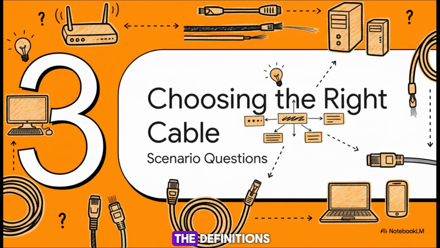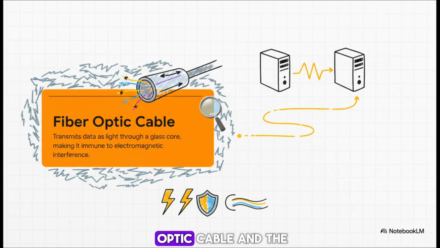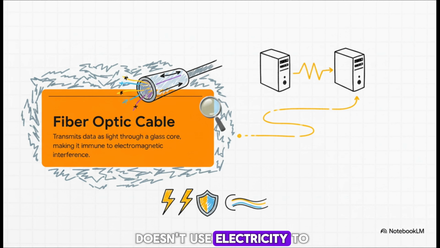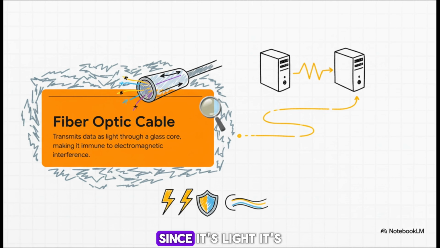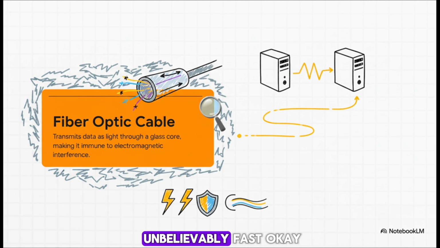It's one thing to know the definitions, but your exam is going to test if you can actually apply that knowledge. So let's look at some common scenarios. So imagine you get a question like this. You got to be a detective. What are the key clues? Highest speed and immune to interference. What technology immediately comes to mind? Of course, it's fiber optic cable. And the reason why is pretty cool. It doesn't use electricity to send data. It uses pulses of light. That's the secret sauce. Since it's light, it's totally immune to electrical interference, which lets it be unbelievably fast.